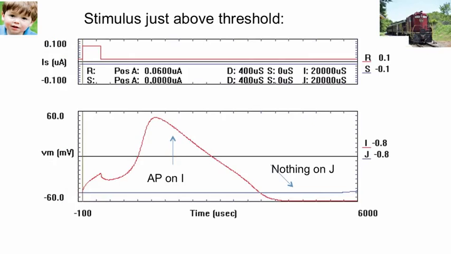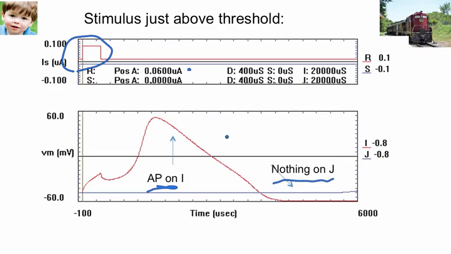Move the stimulus up just a little bit, from 0.04 to 0.06. Here it is, a little bit bigger. And now, wow, just like we saw before, there's a big action potential at electrode I. Still nothing at J.